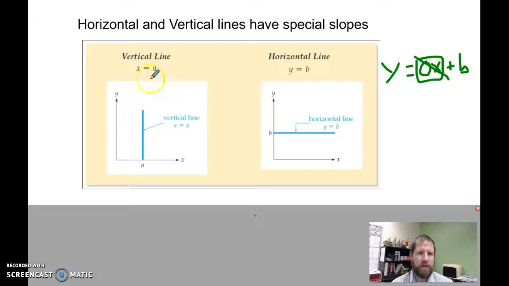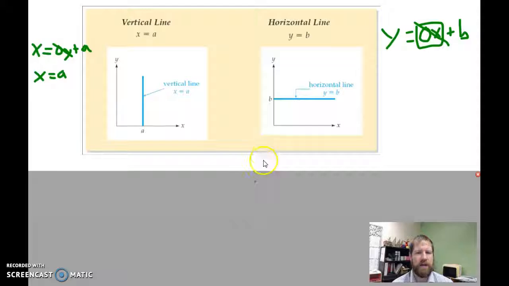Same thing for your vertical line. That's going to have x equal to 0y plus a, or whatever value a is. It's 0y, so we're going to drop it, and it's just going to be x equals that value. So I can put in 3 for y, and it's still going to come out as equaling that value, right? No matter what value of y I put in, it's going to equal this value of x. So I get a straight line off that value of x, a straight vertical line.